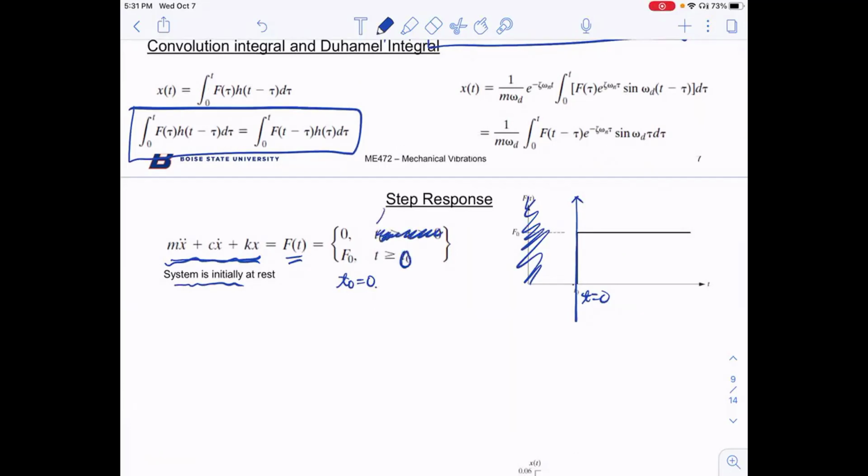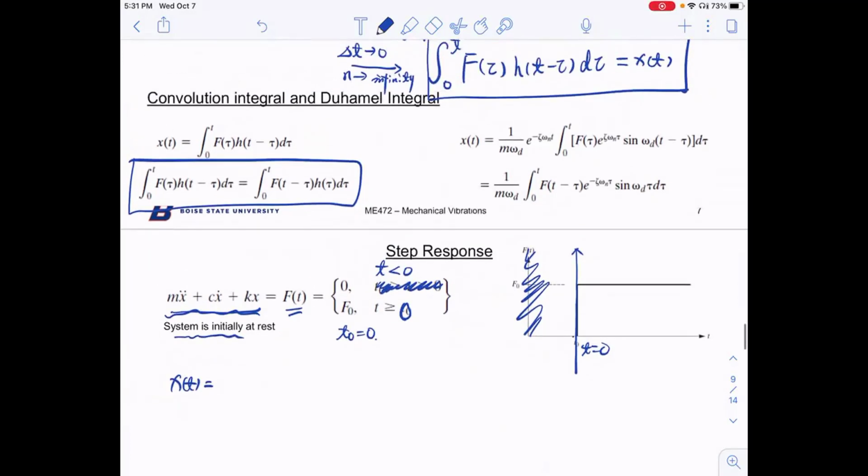That's 0. That's time smaller than 0. So what's the response of this? We already know that your x(t) is the integration from 0 to t of f(tau) h(t minus tau) d tau.